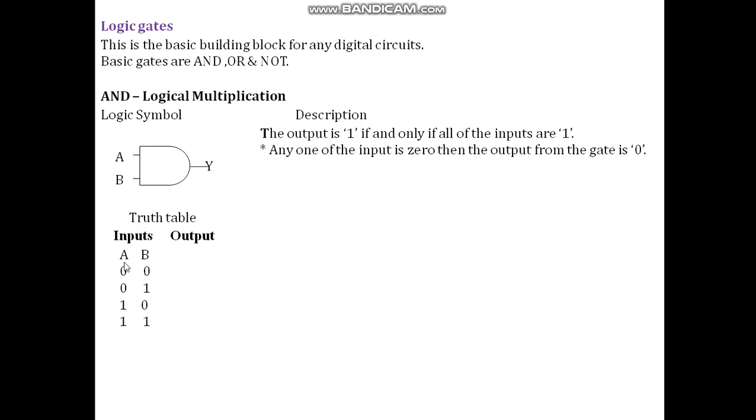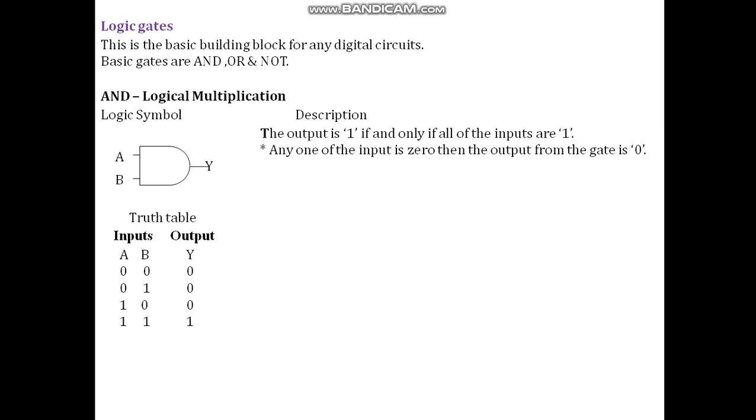So these are all the possible combinations, and we all know that if there are n bits, there are 2 power n possible combinations. So here n is 2, so the possible combinations are 2 power 2, which is 4. In the first case both the inputs are 0, so definitely the output is 0. In the second case, one of the inputs is 0, so the output is 0. In the third case, here also one of the inputs is 0, so the output is 0. In the last case, both the inputs are 1, so the output is 1. So this is the truth table of AND gate.